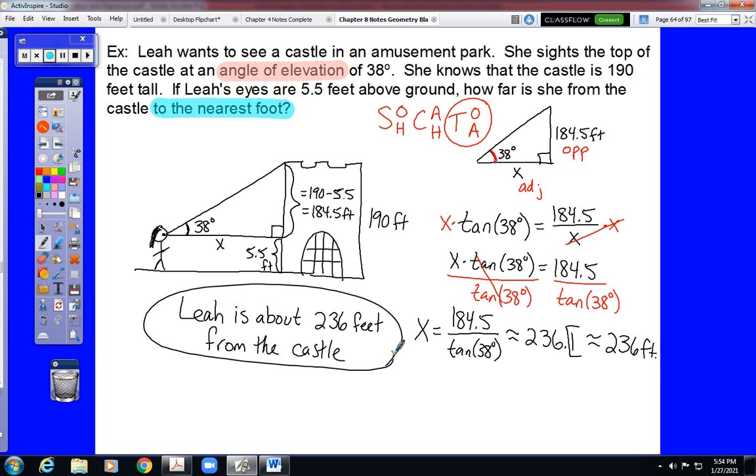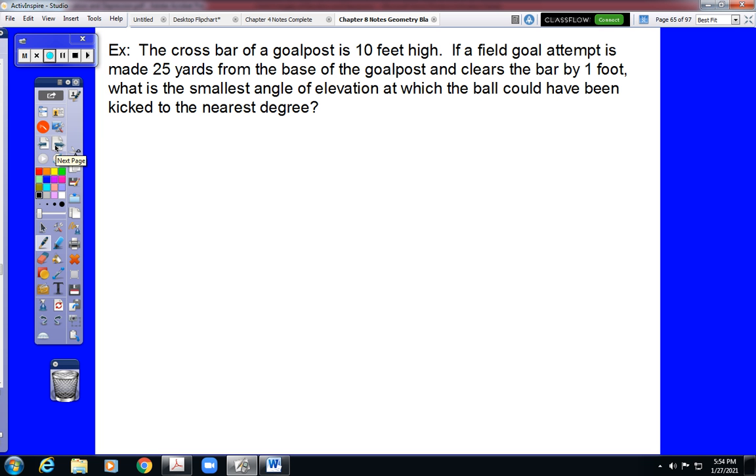Let's do another one. Actually, what would be better is if you pause the video and try the next example on your own, then resume the video and see how you did. All right, once again, whenever we start one of these problems, the first thing we should do is read it. So we have here, the crossbar of a goalpost is 10 feet high.